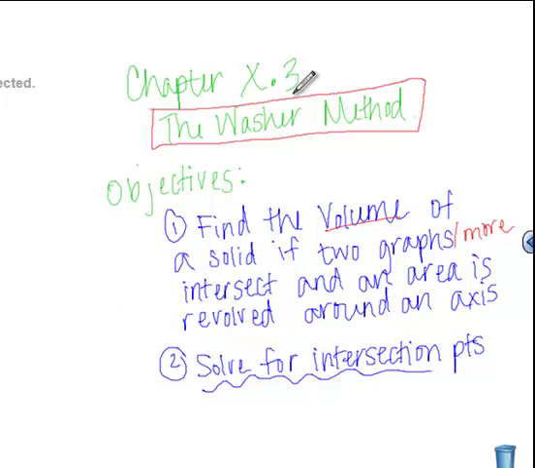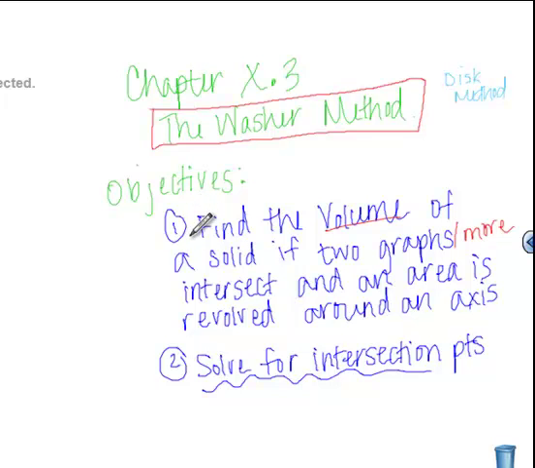Now we move into chapter X.3, as we're calling this. It's the continuation of us moving outside of our textbook. What we're going to focus on now is what we call the washer method, as opposed to what we were using before, which was the disk method. This is just another method of finding the volume of an area that's revolved around a certain axis, thus creating a solid.